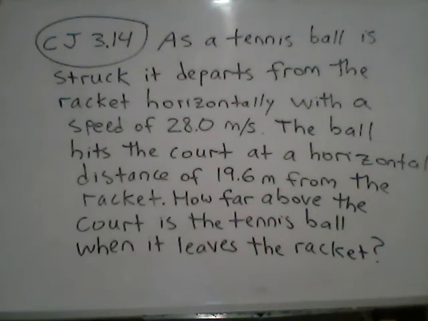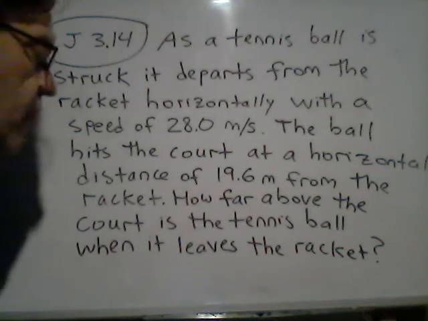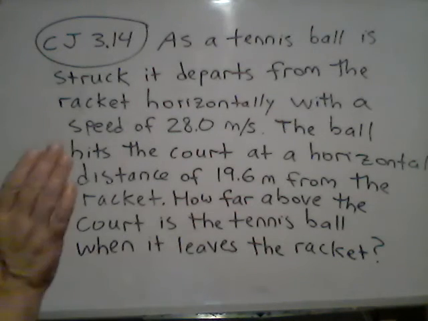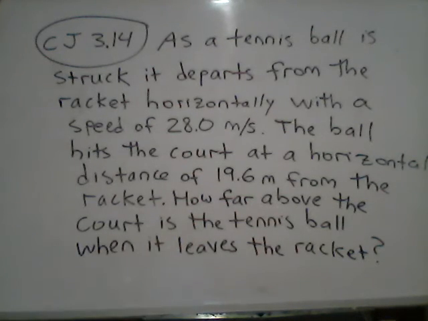Again, the problem states, as a tennis ball is struck, it departs from the racket horizontally with a speed of 28.0 meters per second. The ball hits the court at a horizontal distance of 19.6 meters from the racket. How far above the court is the tennis ball when it leaves the racket? So you have a tennis ball at some height above the court, which is what we're asking. It gets struck with an initial, totally horizontal velocity, no vertical component.